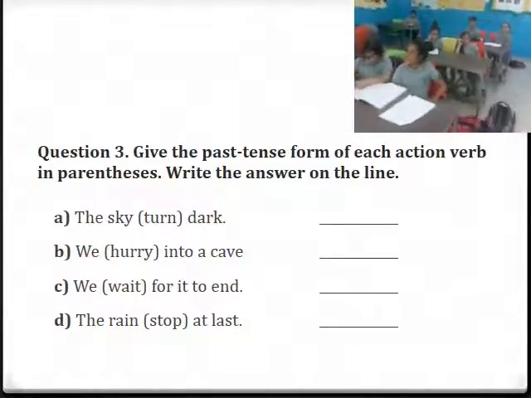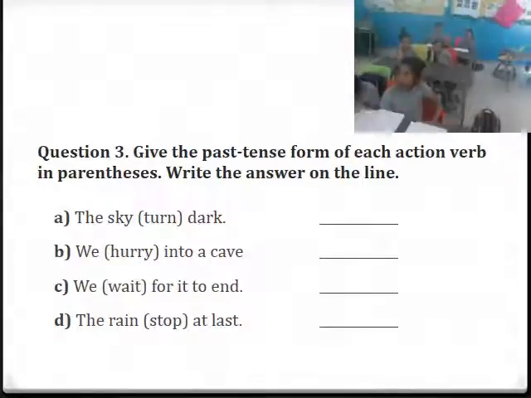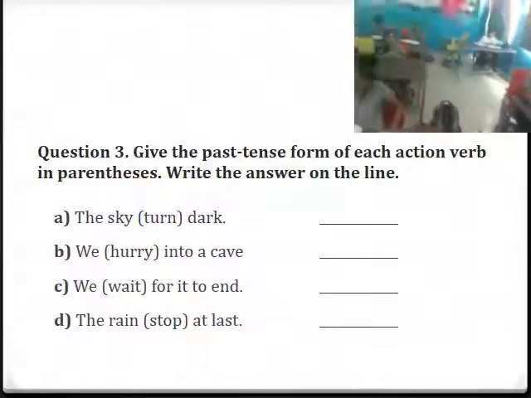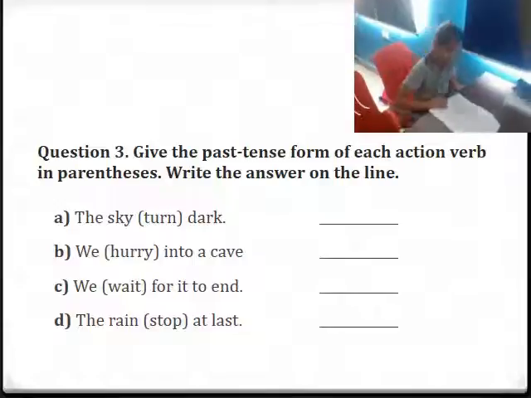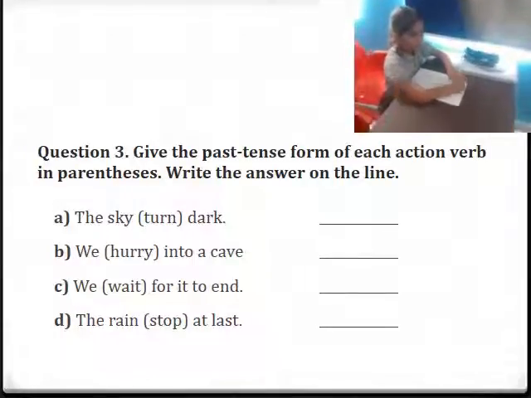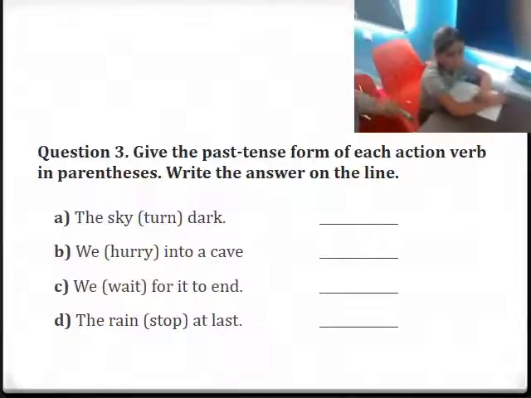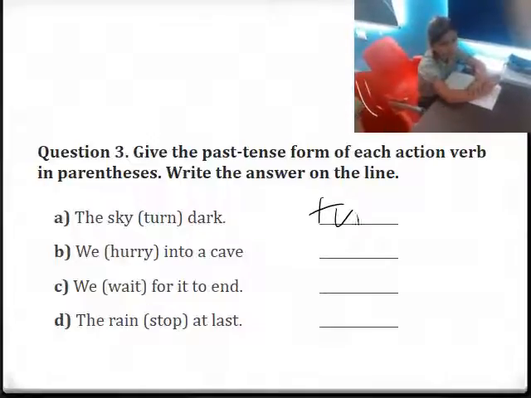Question 3. Give the past tense form of each action verb in parentheses. Write the answer on the line. Okay, first one, read it, Alma. The sky turned dark. Okay, how are we going to change turn to its past tense form? Turned. What do we add? Ed.